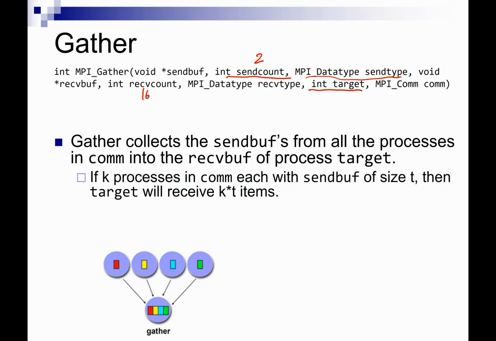So basically, in general, if we have a communicator with k processes in it, suppose that this COM has k processes, and each of these processes has a send buffer of size t, then the target will need to receive k times t items. Therefore the target needs to allocate a receive buffer of size k times t.